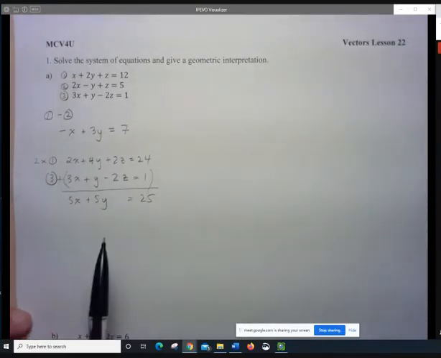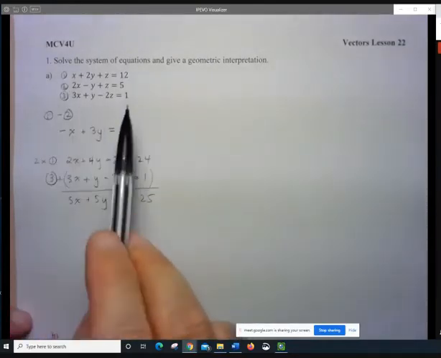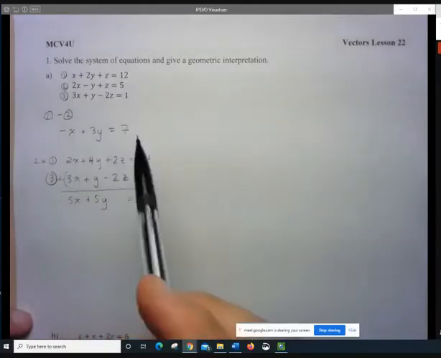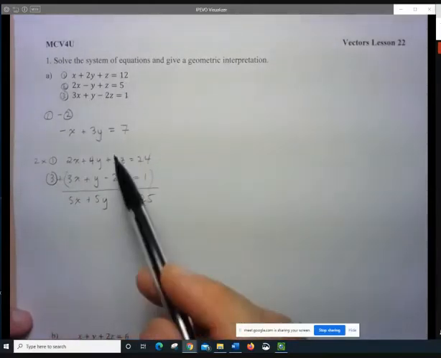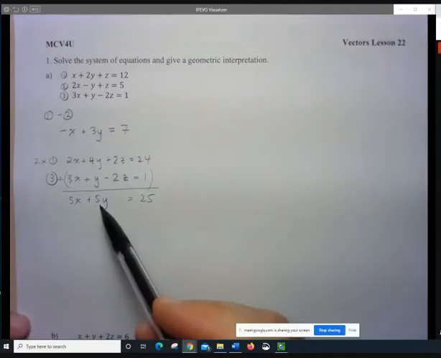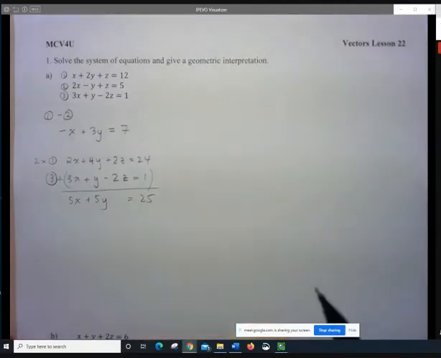Okay? So look what I've done is I've taken this question of solving three equations and three unknowns, and I've turned it into a system of two equations and two unknowns. And guess what? I know how to solve that already. I don't need to come up with some newfangled way of solving that.